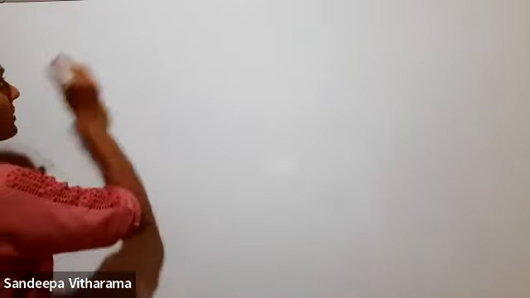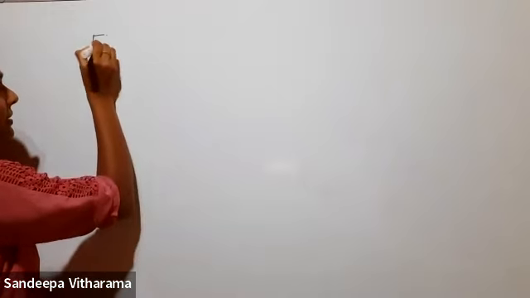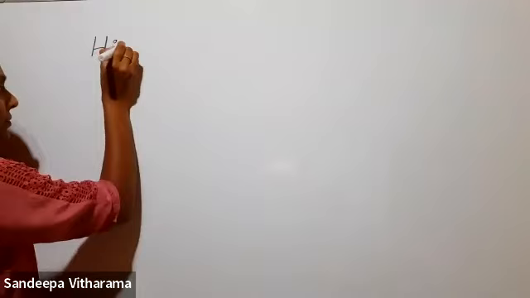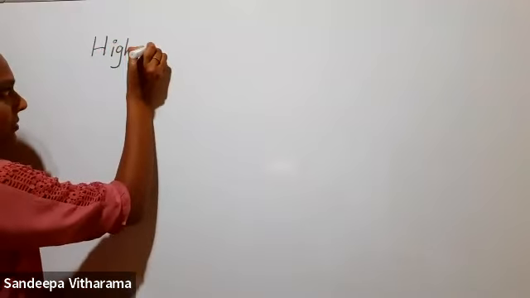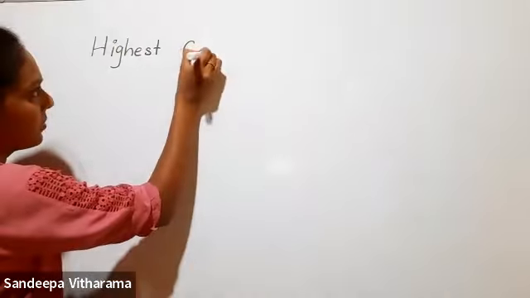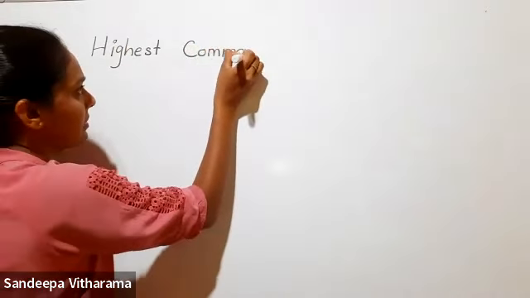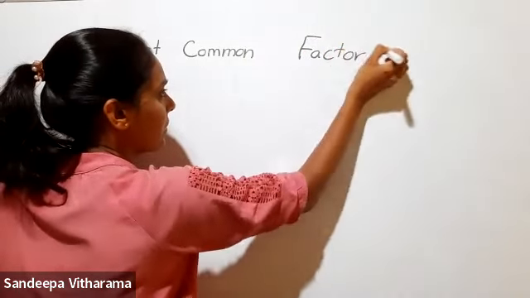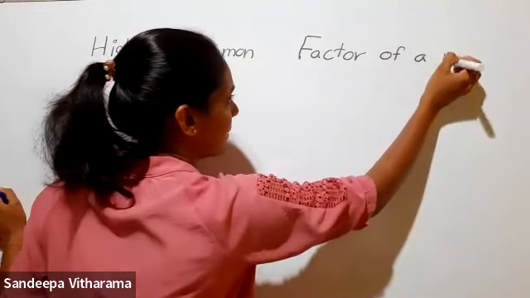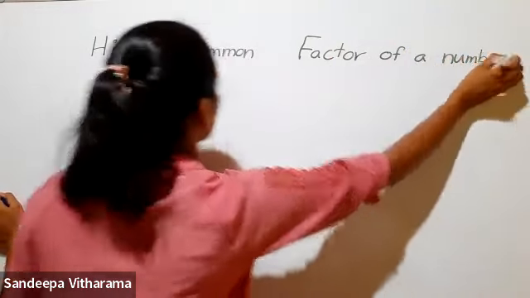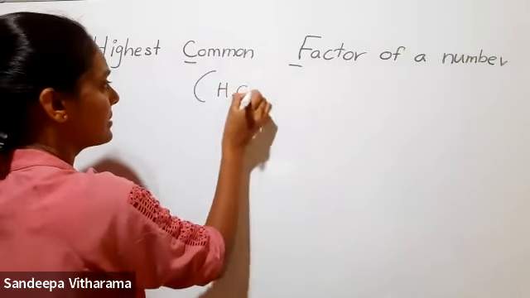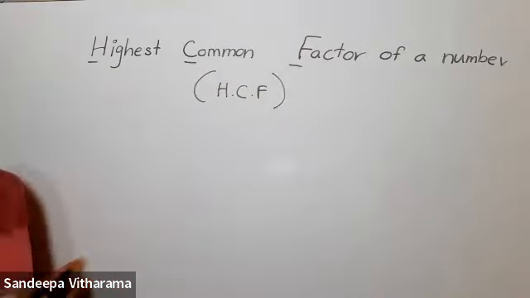Okay, then write the subtopic. Highest common factor, equal to highest common divisor. Highest common factor of a number. This we call HCF.